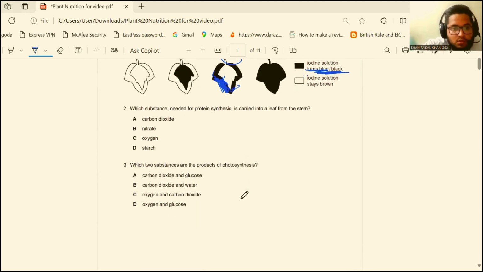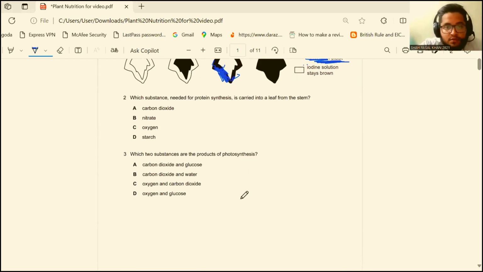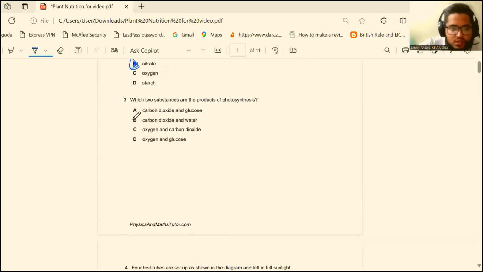Now let's go on question number two. Which substance needed for protein synthesis is carried into a leaf from the soil? So the answer for this is part B, because it is a fact that nitrate helps in the protein synthesis. Now let's go on question number three.